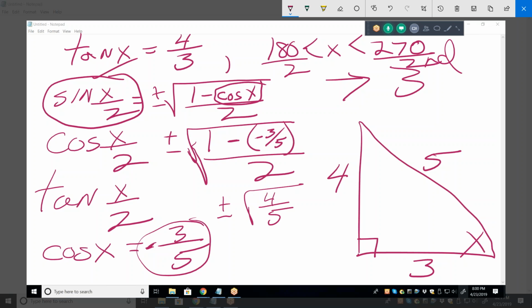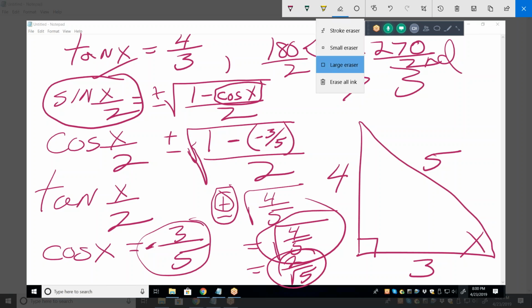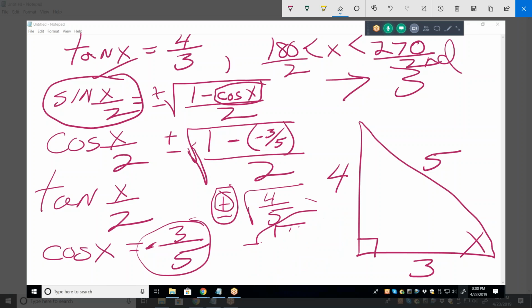If x is a third quadrant angle, then x divided by 2 has to be a second quadrant angle, which makes sine plus. So we use the plus right there, not the minus. This plus or minus means you use whichever one you know to be correct. So the answer is the square root of 4/5. Is your teacher going to accept that? That's basically 2 over the square root of 5. You'll take that even though you have an irrational denominator? Good. That's the way it should be. You shouldn't have to rationalize it.